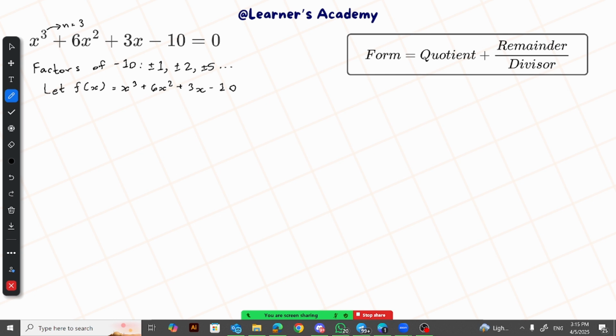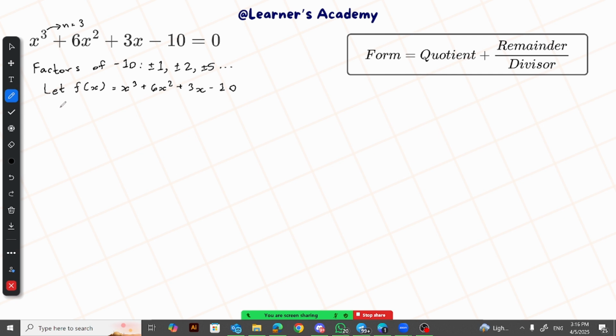Alright, so to guess and check, you can also put it in a scientific calculator. We will first figure out the first number that we can use to turn it into complete zero. So the coefficients are 1, 6, 3, and negative 10.